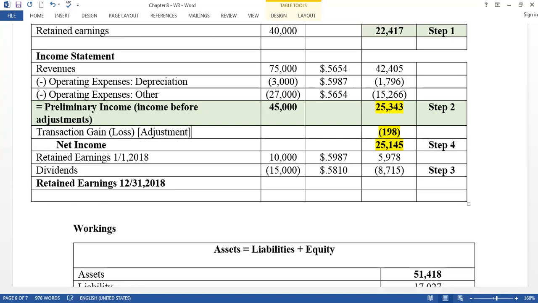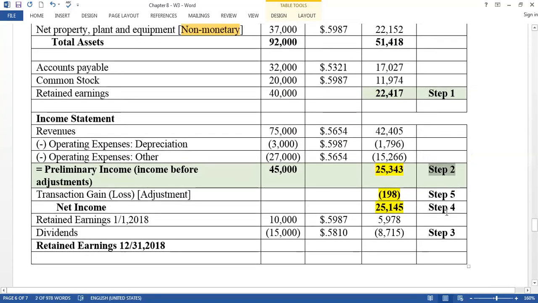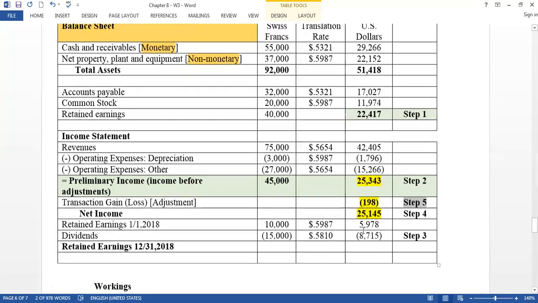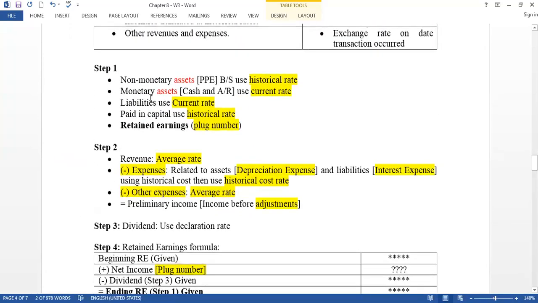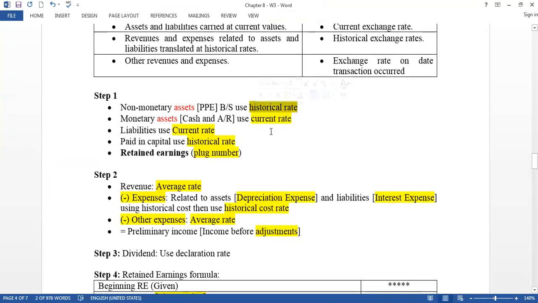And if you remember, our adjustment is step five. So you have step 1, step 2, 3, 4, and 5. So I repeat again, in this question, you have to remember these steps. You have to remember these steps with which rate we are going to use. The question may not give you the information which rate you have to use for monetary, which rate you have to use for non-monetary. Something like this. You have to remember. So the solution is very easy for this question, but you have to remember something by yourself.